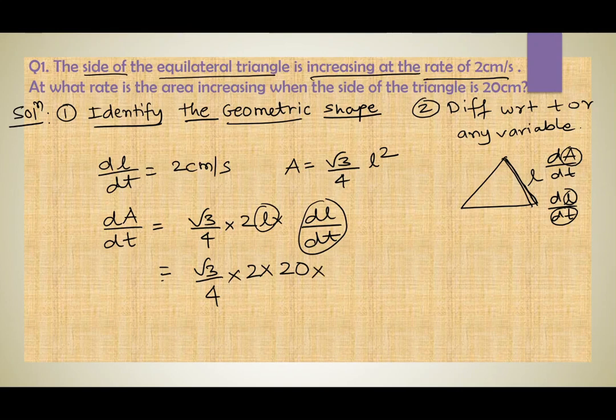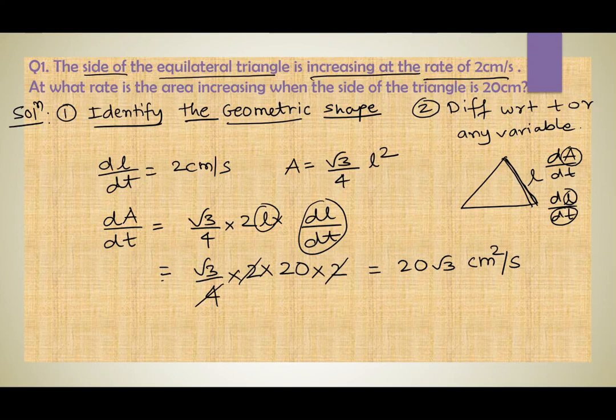Okay, not an issue. What is dL by dt? dL by dt is given to be 2. So this 2 and 2 to 4, this is cancelled. So you get this as 20√3. And what is the unit? Unit would be area with respect to time, in centimeter square per second. This is the correct answer.